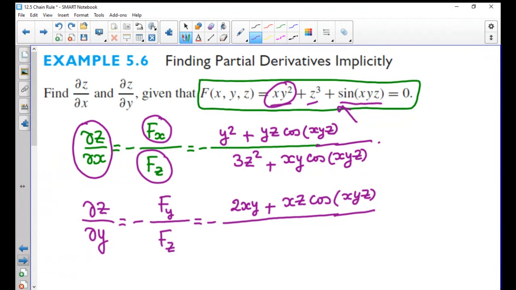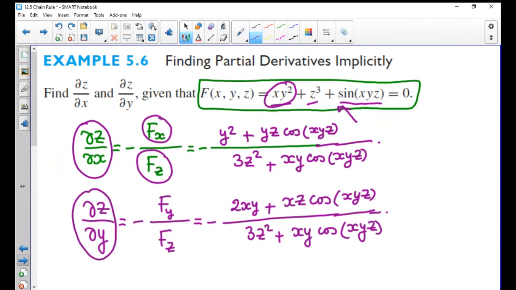Okay. And the denominator, we already calculated it before. So it will be 3z squared plus xy cosine xyz, like this. So these are the two derivatives that we are after.